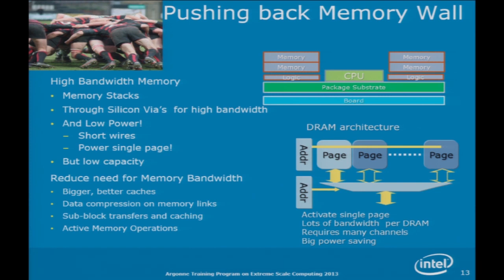We also try to reduce the need for memory bandwidth. You can have bigger, better caches. You can have data compression on the memory connection lines. You can have sub-block transfers. That's a little interesting. The 64-byte blocks have become the standard for block size in memory systems. But how was that arrived at? It may well be, nobody really knows, at least I don't know.